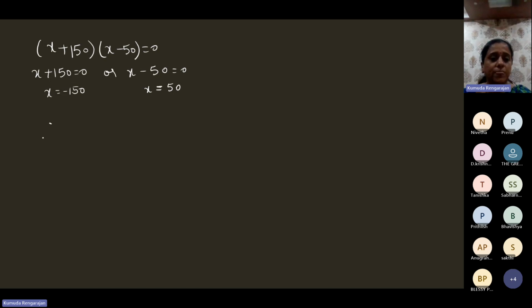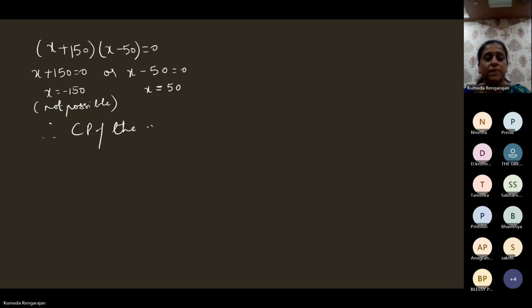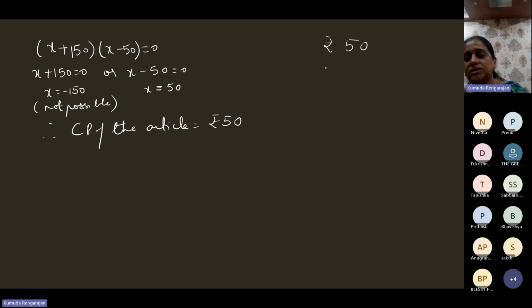Therefore, this is not possible, no? Cost price cannot be negative, so this is not possible. Therefore, CP of the article is equal to rupees 50. So what's the CP? 50 rupees. And what's the profit percentage? 50%. 50% profit.